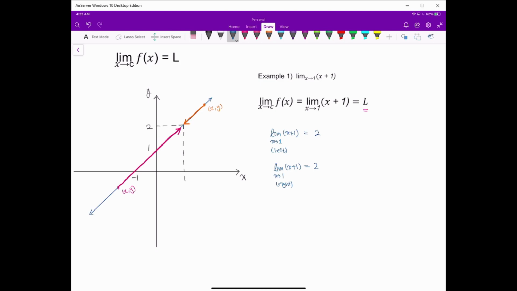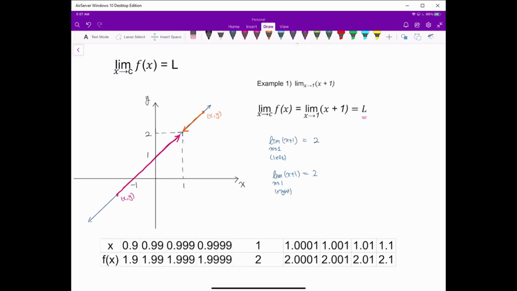What if we don't have a graph given to us and are asked to find the limit value? Then we need to make a table to see the changes in L values as x approaches 1. Let's look at the table to verify the answer we got from the graph analysis. Here's the table: the first row gives x values, and the second row is the function value of x plus 1.